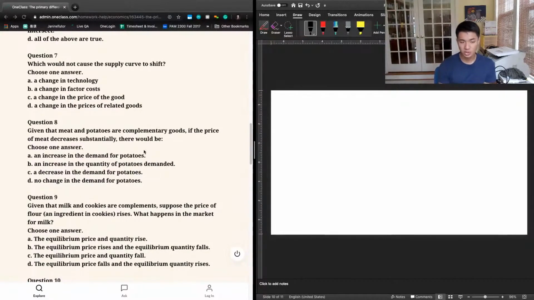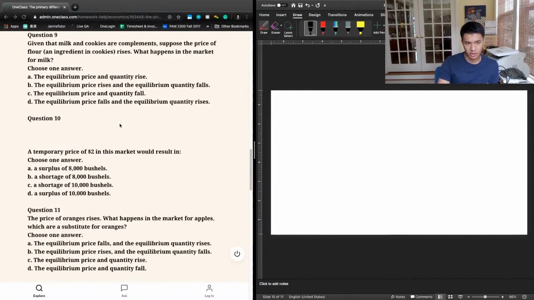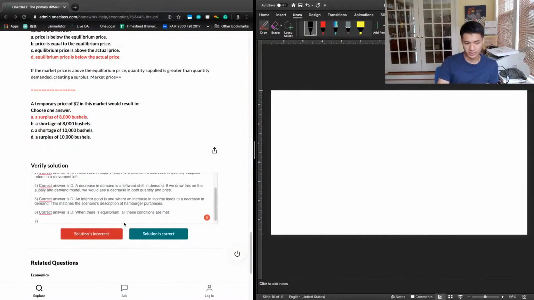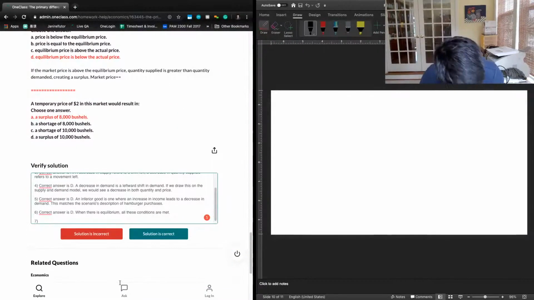D says a change in the price of related goods. And this is true. If the price of a good that you could be producing goes down, then maybe you produce more of this good and that causes a rightward shift. And the opposite is true. If the price of a related good you could be producing goes up, then you would maybe choose to produce less of this good and shift production to that good. So C is going to be the right answer here. A change in the price of a good will not cause a shift in supply.